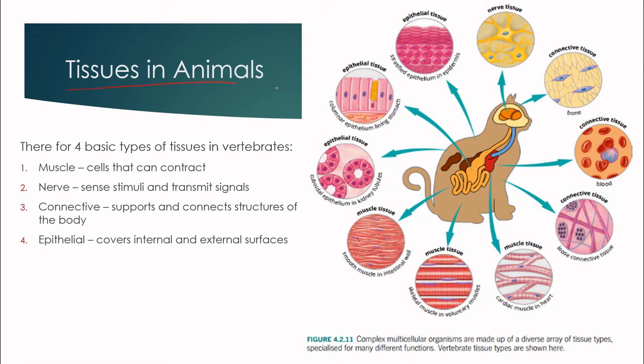Let's have a look at some tissues in animals. There are 4 basic types of tissues in vertebrates. So vertebrate just means that you have a spinal column. You can have muscles, so muscle tissue, and they are cells that can contract.